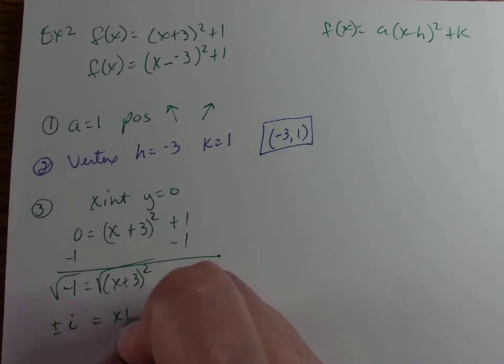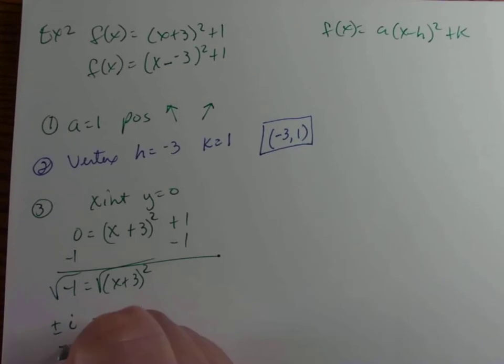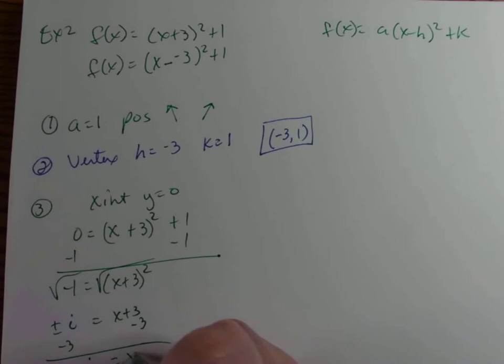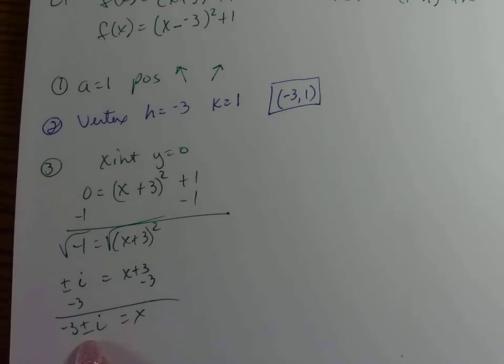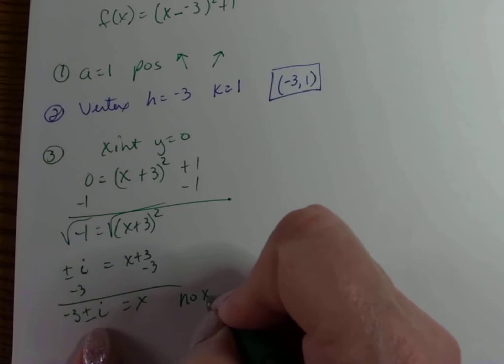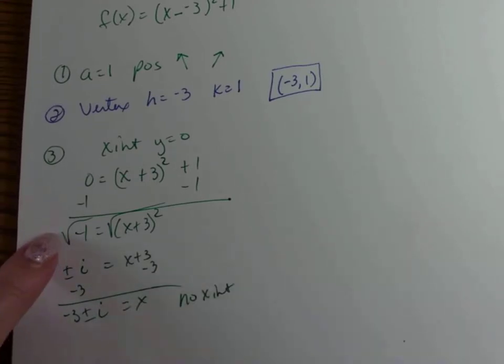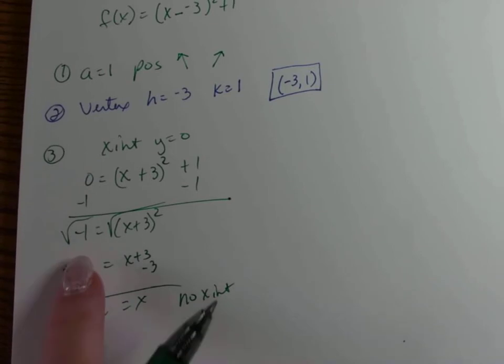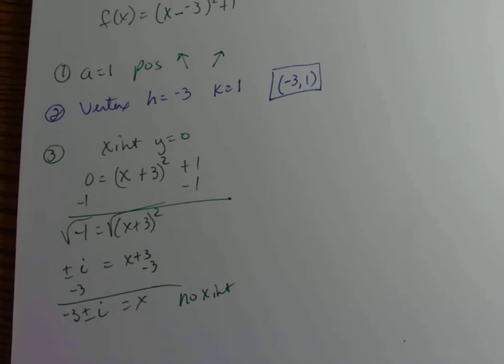It is imaginary. So I can go ahead and finish solving this so that you see you end up with negative 3 plus or minus i is equal to x. Well, that i is imaginary. It means it doesn't exist. So there will be no x-intercept. So once you get to this spot, you'll know when you take the square root of any negative, it's not going to be an x-intercept.